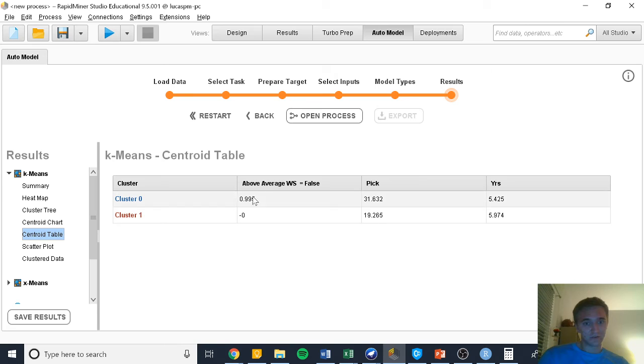Yes, this is again showing how the pick affects things a lot. Having a lower pick and a little bit higher years makes it a lot more likely that above average player will be true.